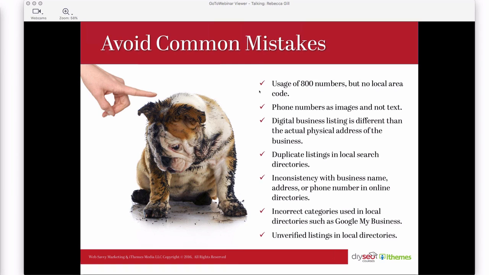Duplicate listings in local search directories. So this happens a lot. For example, I'm going to come back to the lawyers and the doctors. If you have a medical office that has, say, 10 doctors in it, or you have a law office that has 20 lawyers, the search engines, particularly Google, can automatically start setting up these profiles for these individuals. The directory sites that are industry specific can do it too.